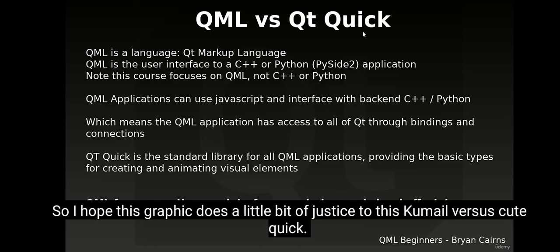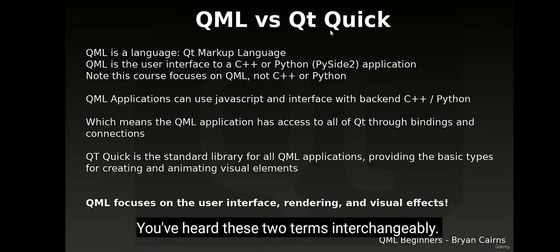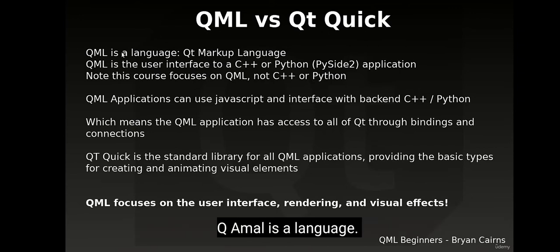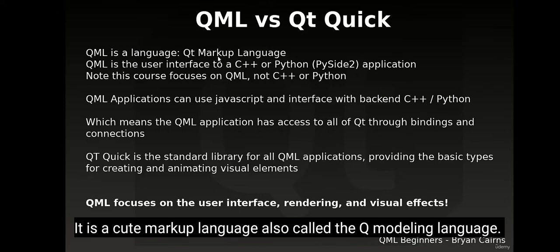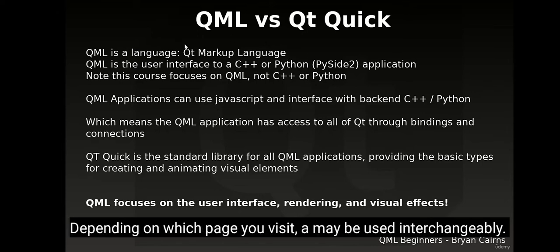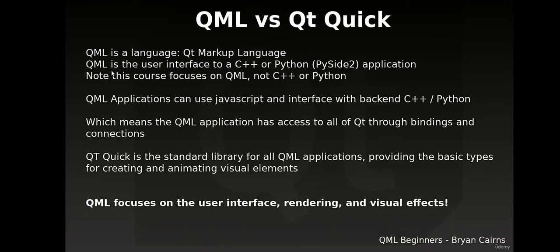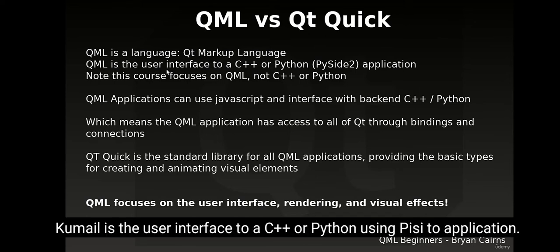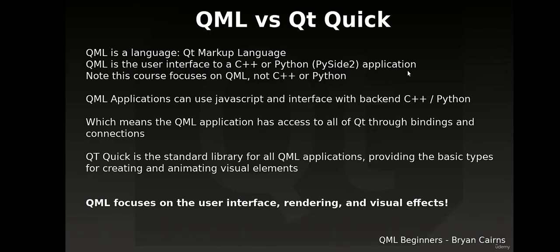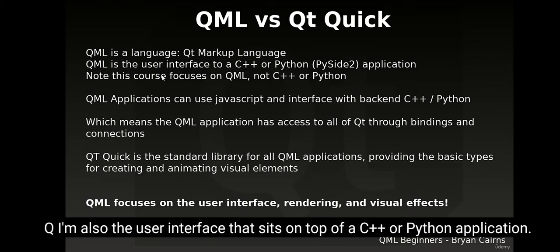QML versus Qt Quick. You've heard these two terms used interchangeably. QML is a language. It is the Qt markup language, also called the Qt modeling language. Depending on which page you visit, it may be used interchangeably. QML is the user interface to a C++ or Python using PySide2 application. That's right. QML is the user interface that sits on top of a C++ or Python application.